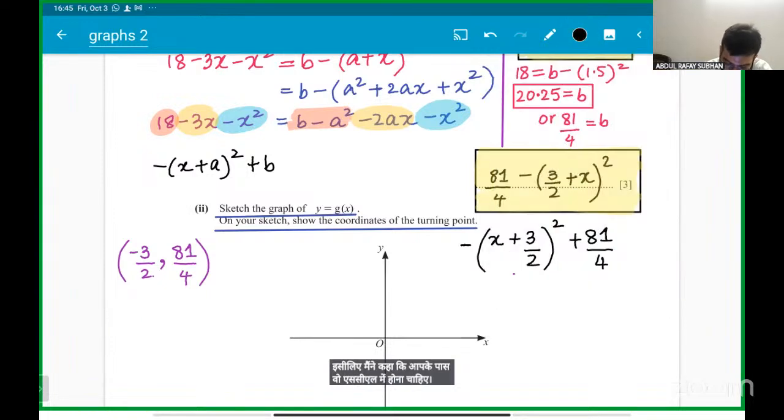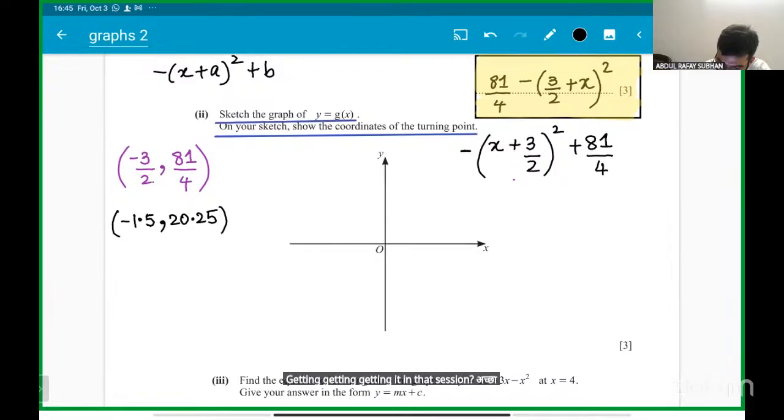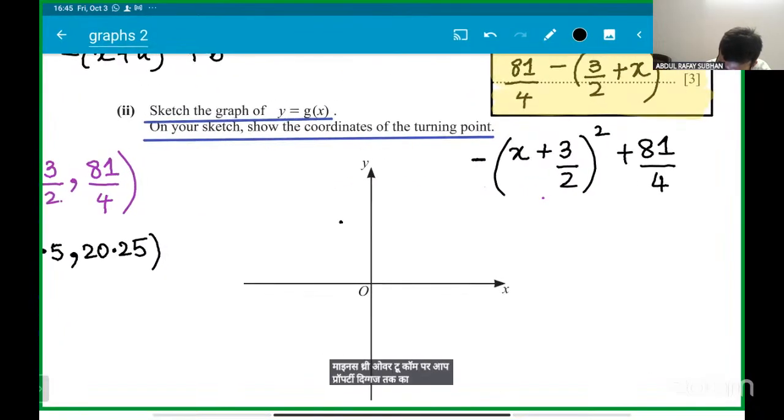The best way of sketching a fraction is getting it in the decimal. सो -1.5 और 20.25 स्केच करने में आसानी होगी. कि सर -1.5 यहाँ ले लेते हैं और 20.25 ऊपर ले लेते हैं. थोड़ा सा यहाँ ले लेता हूँ कोई ग्राफ, यहाँ मैं लिख भी देता हूँ कि -3/2 कॉमा, ये प्रॉपरली लिख देना ताकि आपको पॉइंट के मार्क्स मिल जाएं.